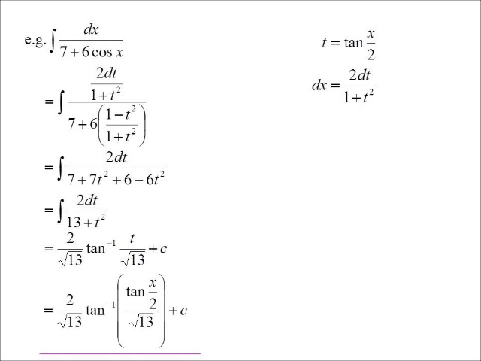Well, t is the tan of x on 2. So it's an interesting expression that we end up with, but there it is. 2 on root 13, the inverse tan of tan x on 2 on root 13, plus a constant. So this is for dealing with trig integrals where we can't use identities, we can't use our normal substitution. Bring it back to the t results and we'll turn it into a polynomial and see if we go there.